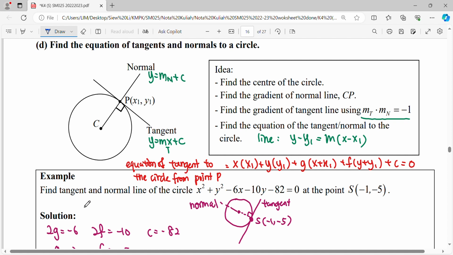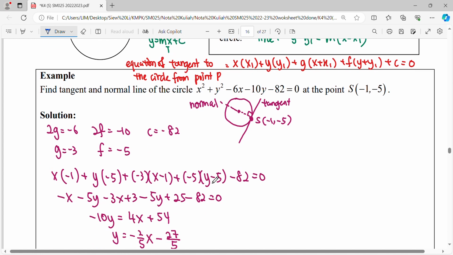So for the same example here, if we want to use the concept of gradient without using the formula, first of all, we can find out the center from the equation. Then we find out the gradient. From the center to the gradient here, we can form the gradient of the normal first. So what we can do is find out the normal equation, then use the concept of perpendicular to find out the gradient of the tangent. So this is another way besides using the formula given here.